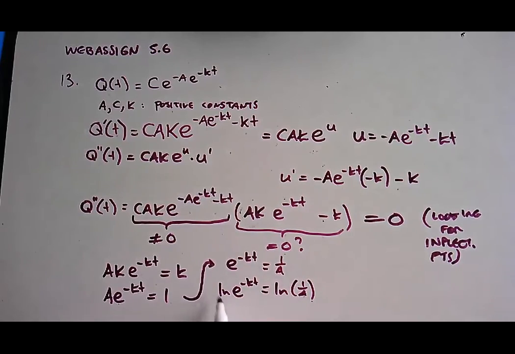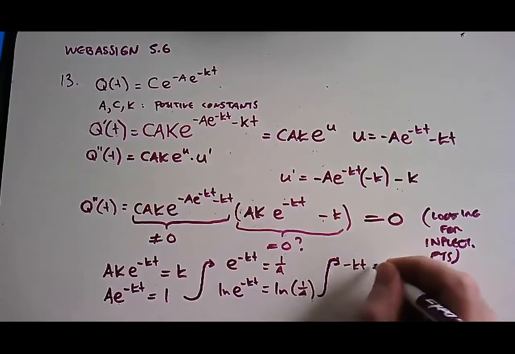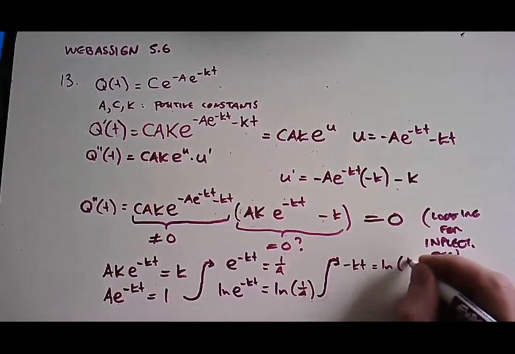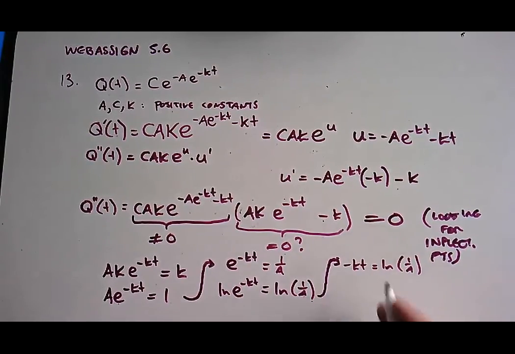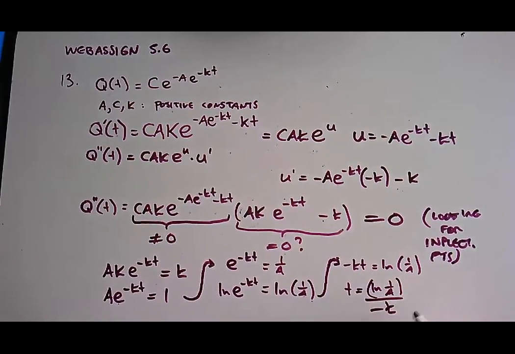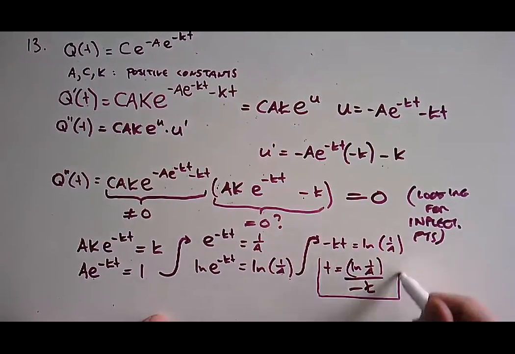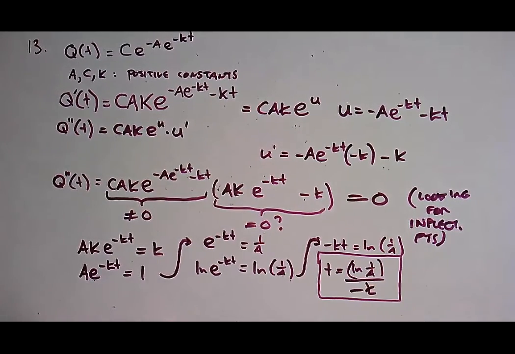If we take the natural log of e to some power, those are inverse functions. We'll be left with negative kt equals the natural log of 1 over a. And finally, to solve this for t, we have t equals the natural log of 1 over a divided by negative k. Let me bring that up a little bit so you can see it. There we go. So here is our possible inflection point.